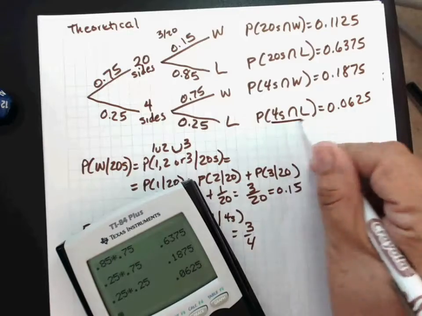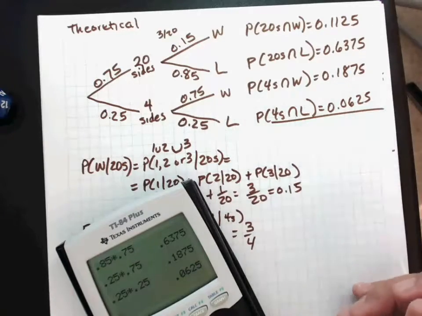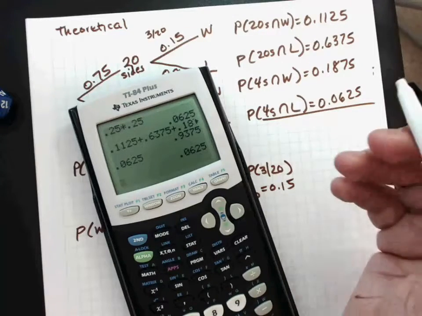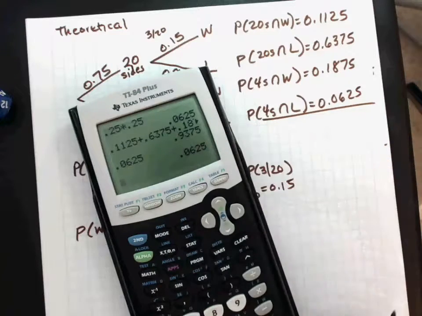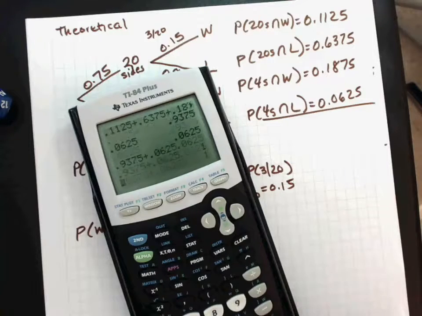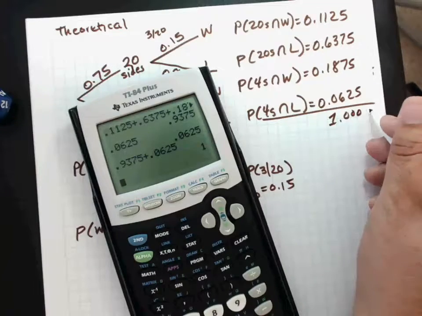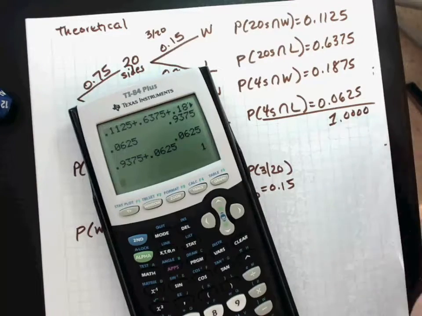Now if I go back and add these all up, what should I get? I should get 100% or 1. So 0.1125 plus 0.6375 plus 0.1875 plus 0.0625. Oops. Let's do that again: 0.9375 plus 0.0625. Somehow I hit enter early. And I got 1. All right.